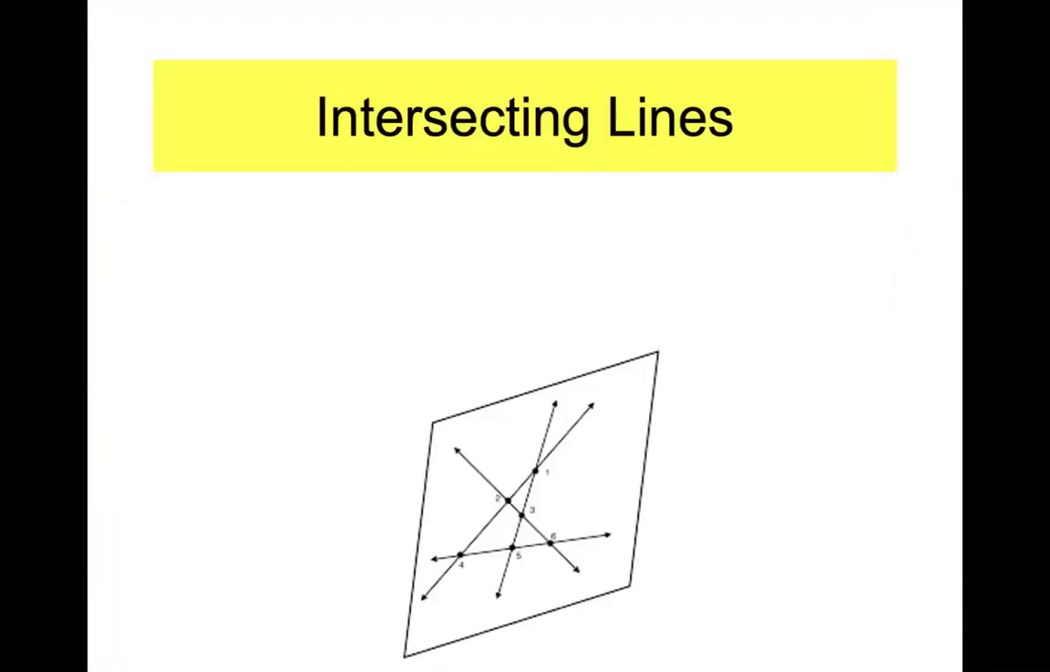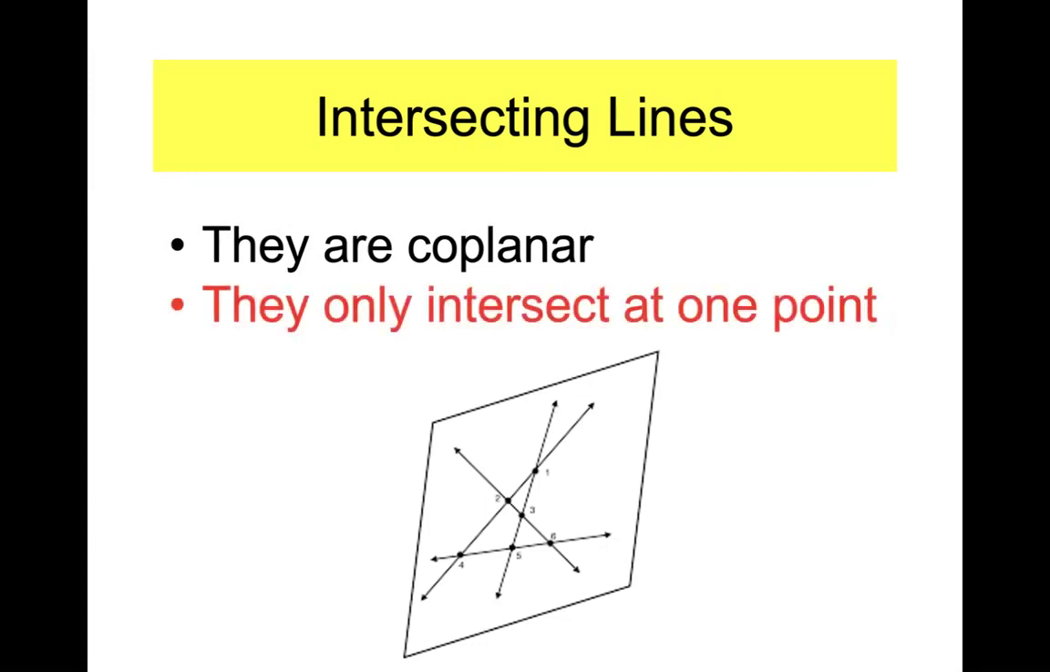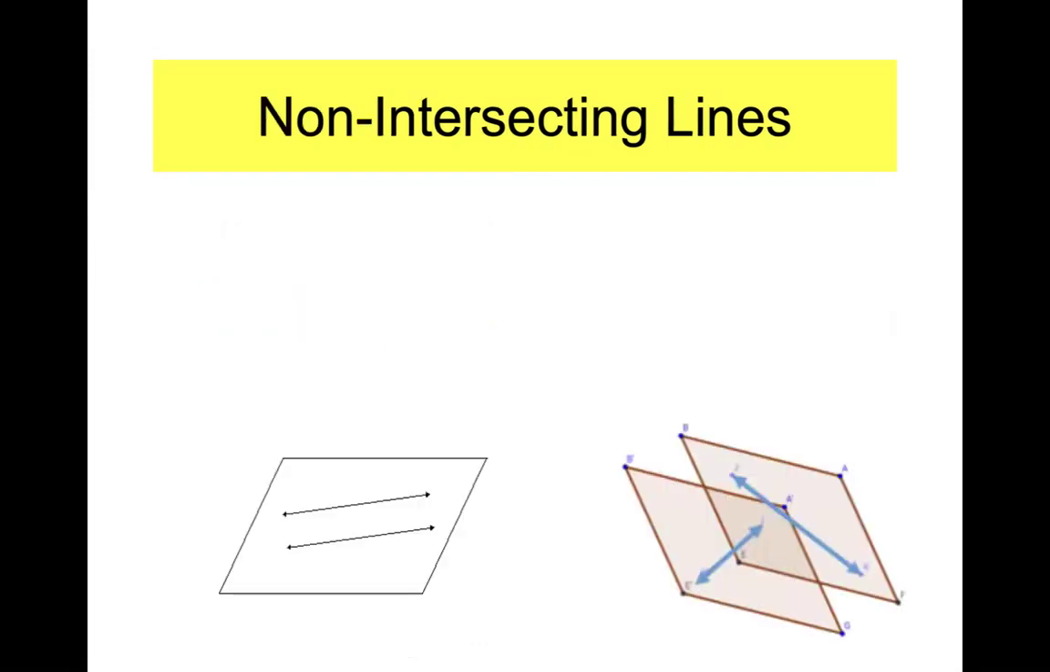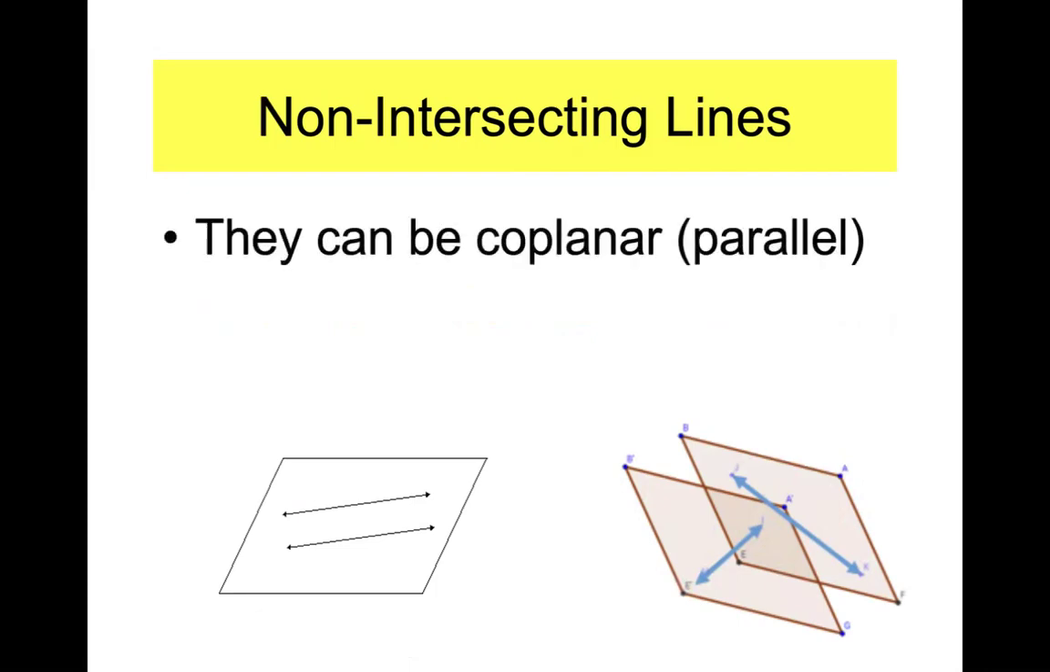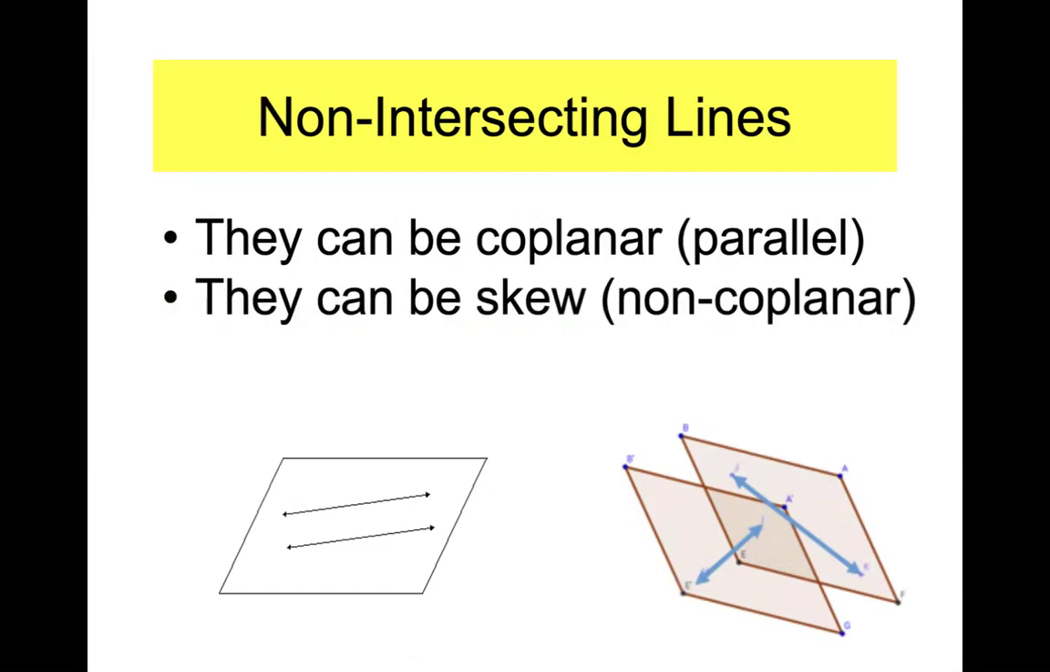Now recall that when lines intersect, they can only intersect at one spot. I have a lot of lines in that picture, but any two lines can only intersect in one spot. And for two lines to intersect, just like if they were parallel, they must be coplanar. And if they do intersect, they can only intersect in one point. For non-intersecting lines, parallel on the left and skew on the right, they can be coplanar or non-coplanar.